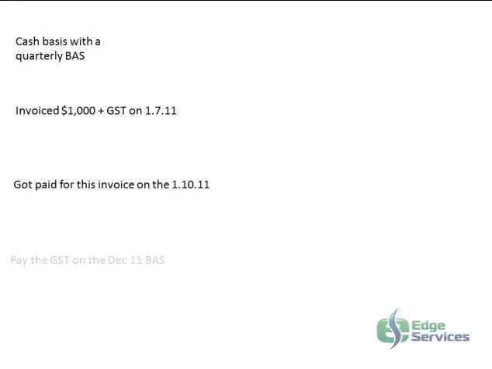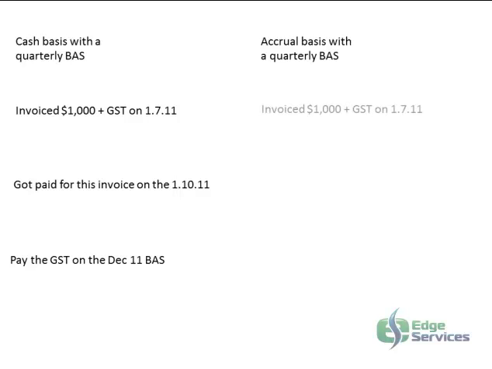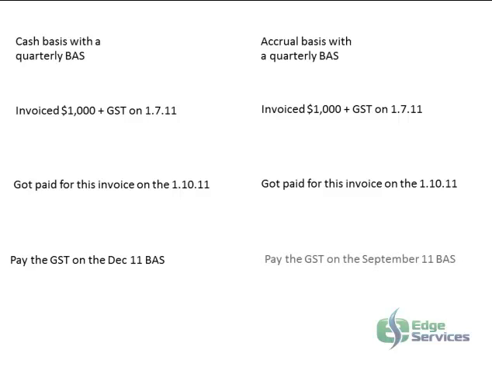Cash basis with a quarterly BAS. Invoice $1,000 out plus GST on the 1st of the 7th '11. Got paid for this invoice on the 1st of the 10th '11. You pay the GST on this invoice in the December '11 BAS. On accrual basis with a quarterly BAS, say you also invoiced out $1,000 plus GST on the 1st of the 7th '11. Got paid for this invoice on the 1st of the 10th '11. You pay the GST on this invoice in the September BAS.